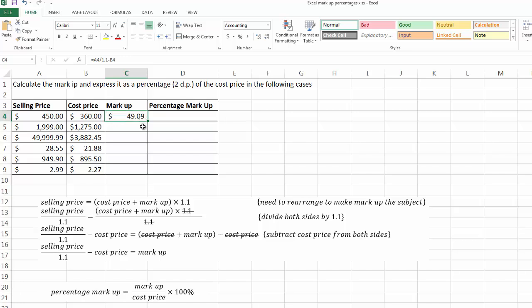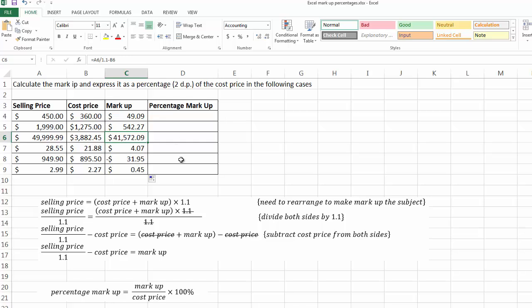Then if I move the cursor so that that white cross turns into a little black cross, click and drag down, it copies that formula all the way down, changing the formula so that it refers to the selling price and the cost price relevant for that particular answer. So you can see they're all making sense down there. So you can see, for example, here, a huge markup just there.